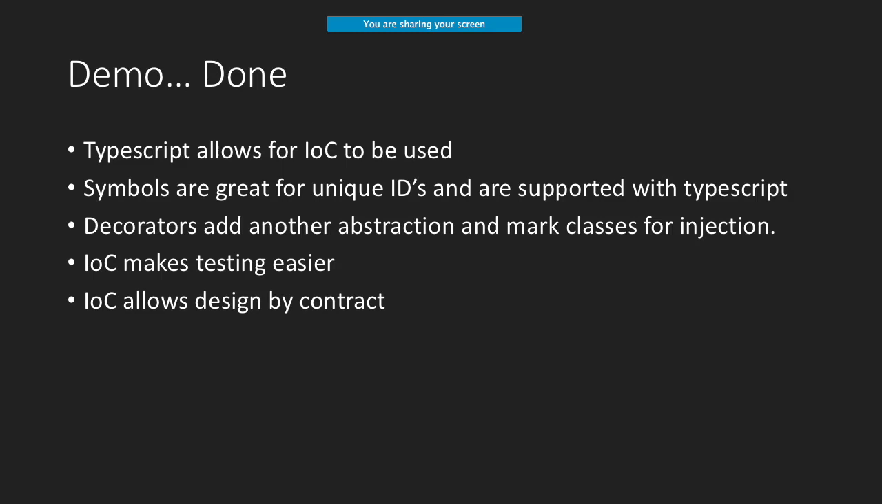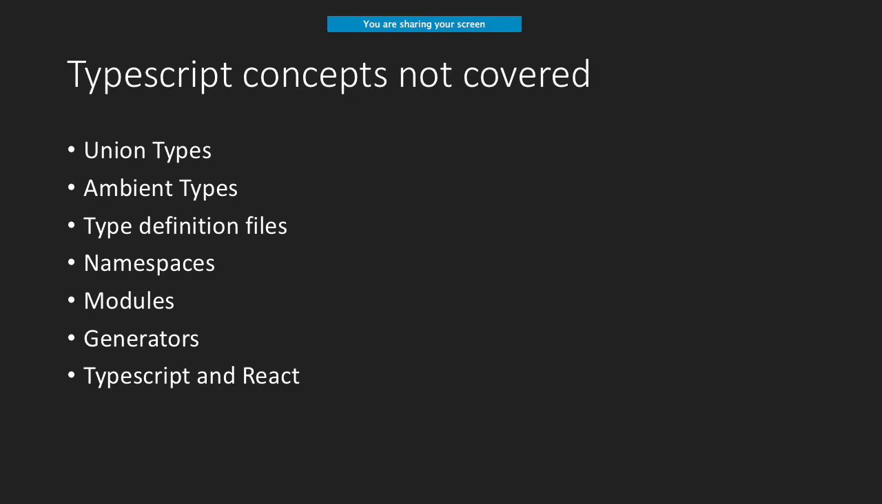IOC allows symbols, which are great for unique IDs. Decorators add another abstraction that we're able to use. IOC definitely makes testing easier, and it forces you into a pattern of design by contract. We didn't get to a lot. These are some of the cooler sounding terms that TypeScript has. Further reading, I would recommend.